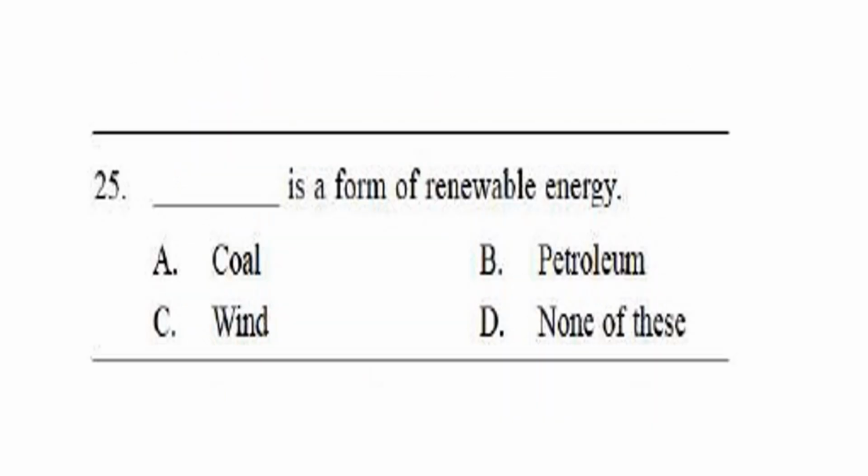Question number 25. Dash is a form of renewable energy. Option A coal, B petroleum, C wind, D none of these. And the right answer is option C, wind.